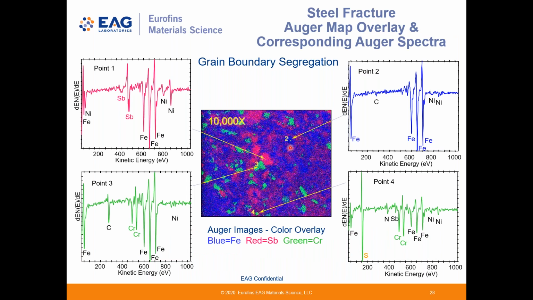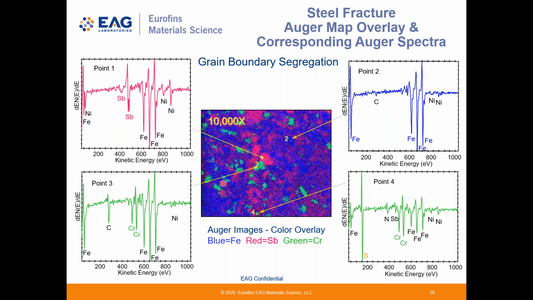Once we have the SEM image and the Auger map overlays, we can select specific points and obtain full spectra from these points to see if we have accounted for everything. So we take a look at a spot here in the red area, and we do indeed show strong antimony peaks along with strong iron peaks and some nickel. We look at the blue area, and that's almost entirely iron and some nickel.